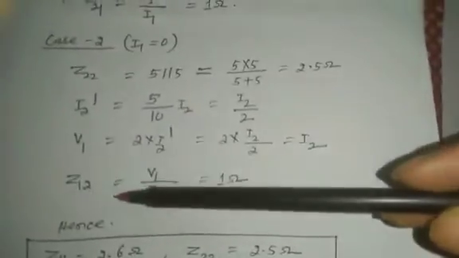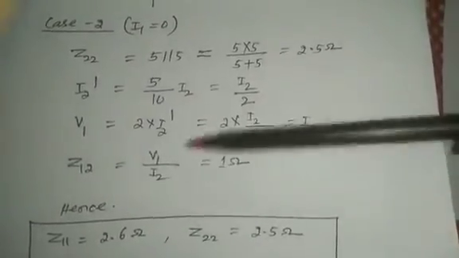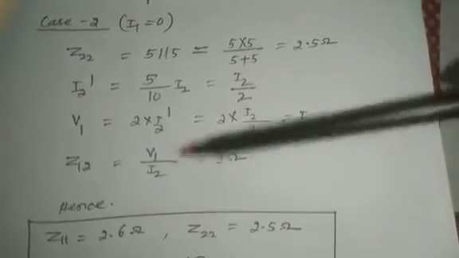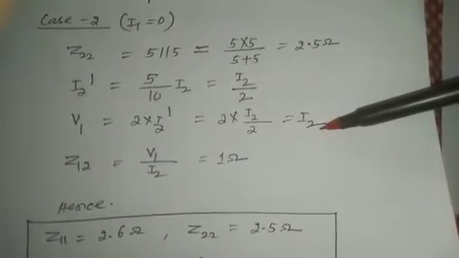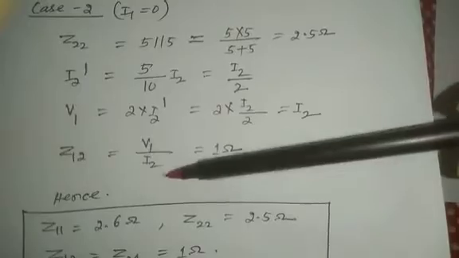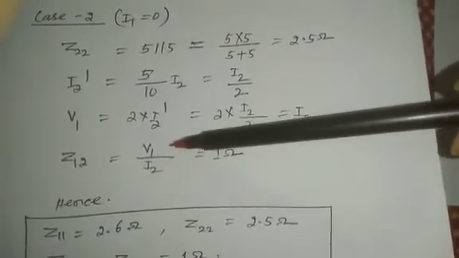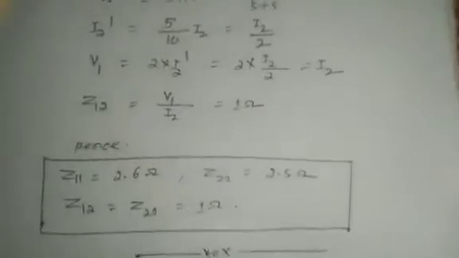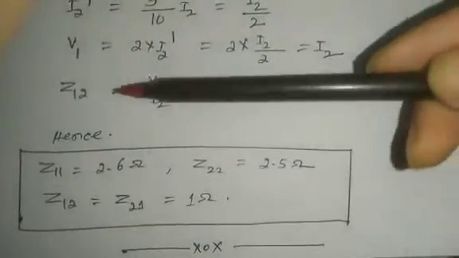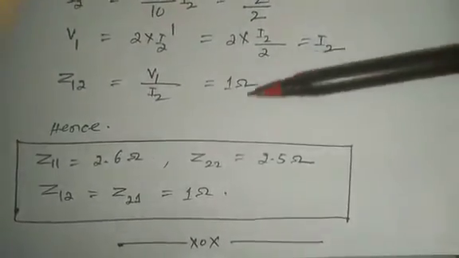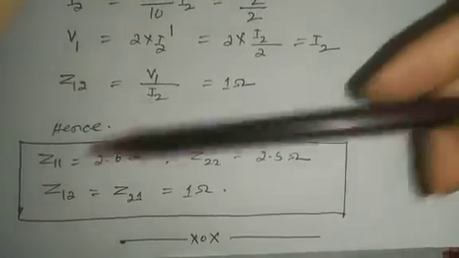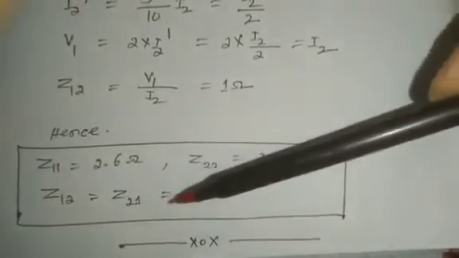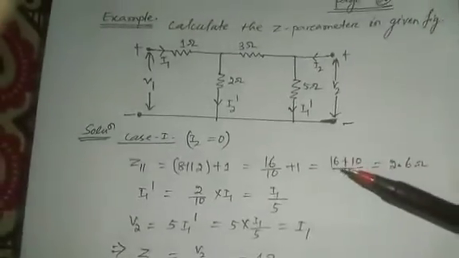Now what is the value of Z12? V1 divided by I2. Here V1 is equal to I2, which we already calculated. If you put I2 at the place of V1, it cancels out, and you easily get 1 ohm. Now we get Z11 equal to 2.6 ohm, Z22 equal to 2.5 ohm, and Z12 equal to Z21 equal to 1 ohm. That is how we can easily solve a nice problem.